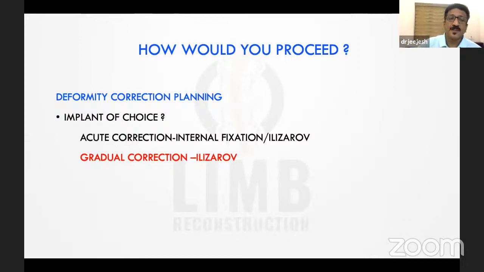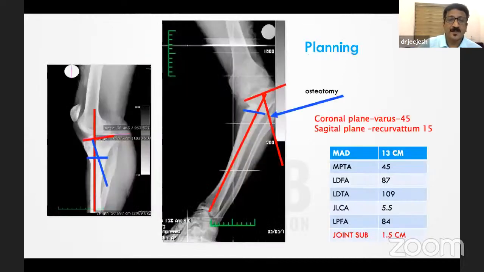So as I told, deformity planning is important. Then correction planning is needed. Then which implant I am going to use, whether I am going to do acute correction or a gradual correction. So here, obviously, considering all these deformities, I would like to go for the Ilizarov as gradual correction.